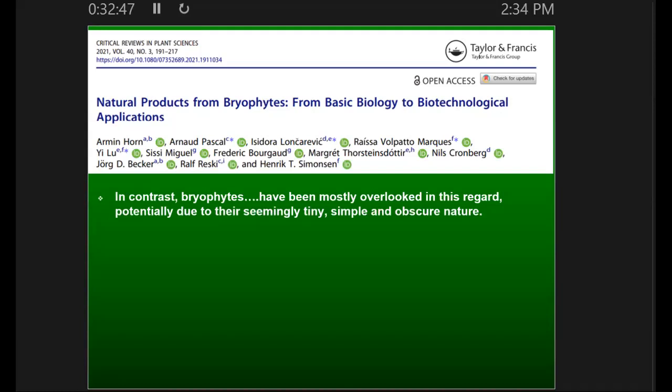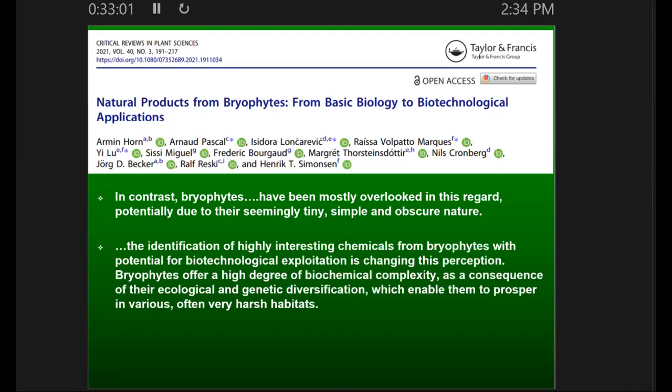Bryophytes have been mostly overlooked, potentially due to their seemingly tiny, simple, and obscure nature. The fact that they're tiny and seem rather basic in their overall function and anatomy kind of made scientists dismiss them out of hand. But they're finding lots of interesting chemicals, and so they're looking at the idea of mining the bryophytes to see what they've got and what kinds of chemicals they're using.